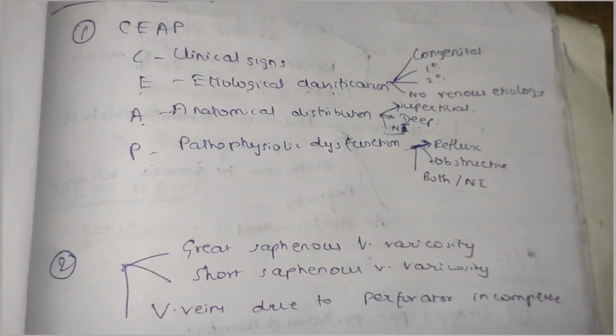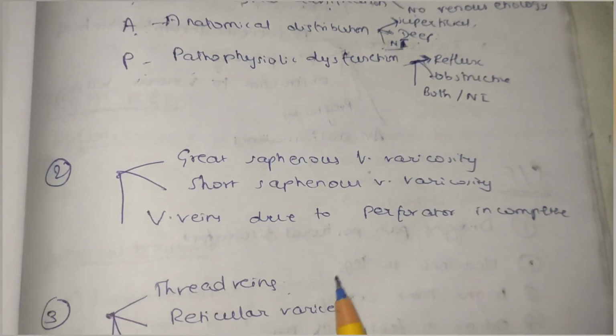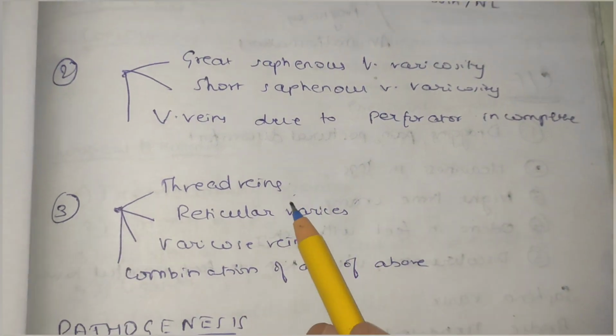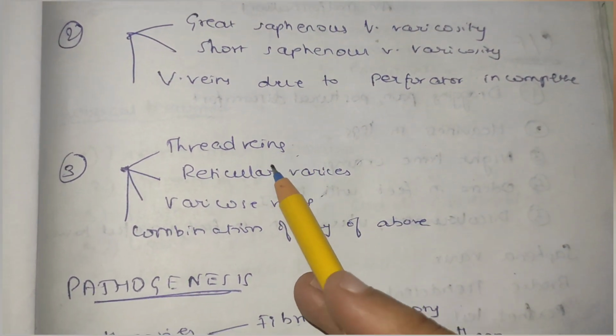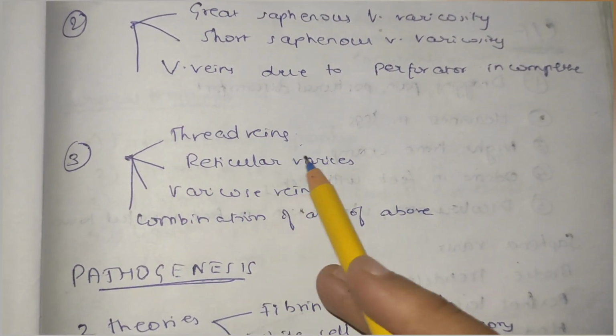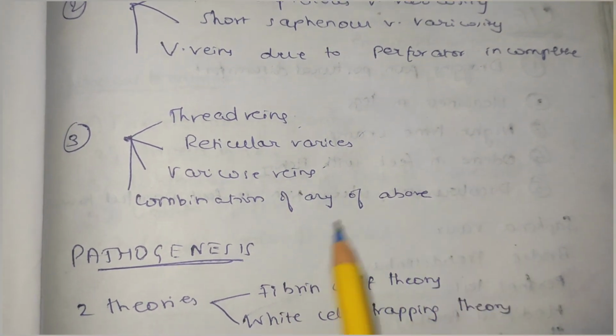So there are three classifications. The first one is the SEEP classification, the next one is depending upon the veins involved, and the third one is depending upon the nature of the vein involved, that is thread veins, reticular varices, varicose veins, or a combination of any of the above.